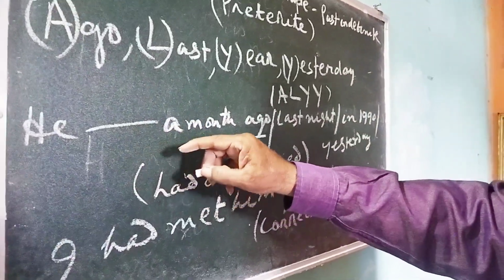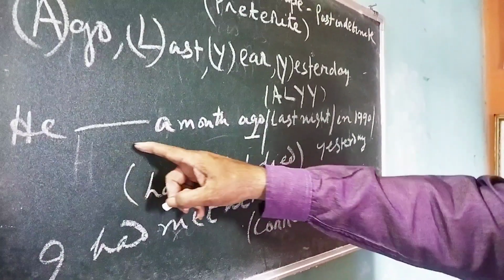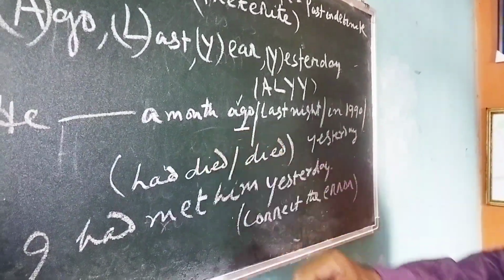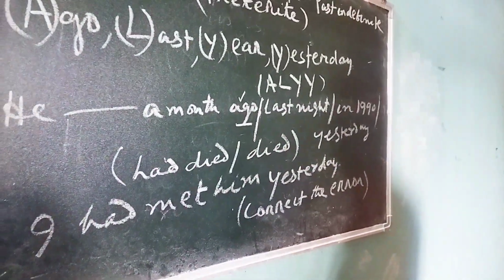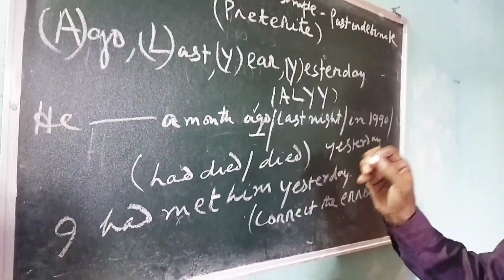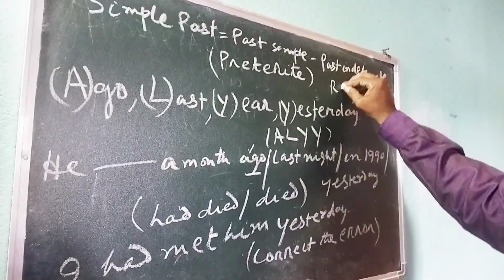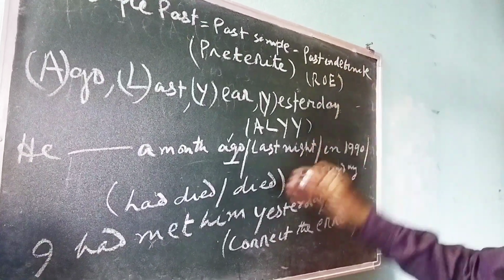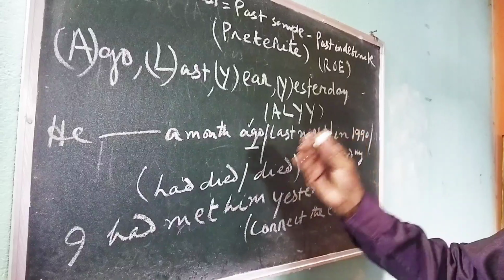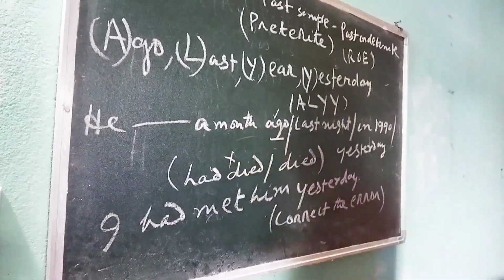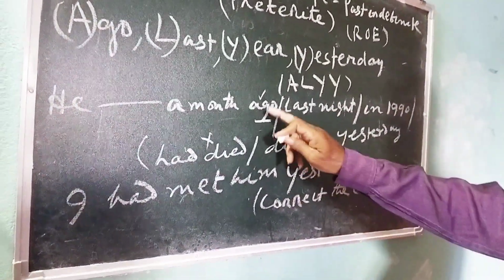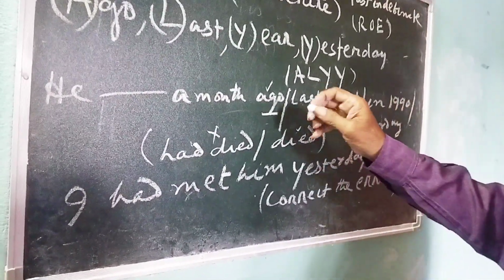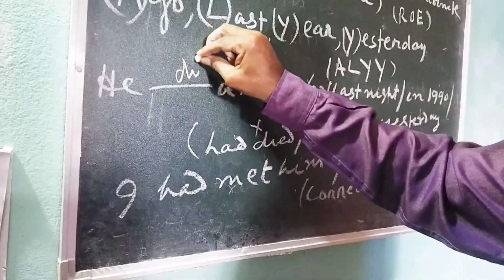Here is a sentence I have just written: He dash a month ago. Ago is there. Within brackets, had died, died. So first use your rule of elimination, ROE. Rule of elimination: eliminate the erroneous one, eliminate the incorrect one. So had died won't be there, because ago is there, or last is there, or year is there, or yesterday is there. So died is the correct answer.